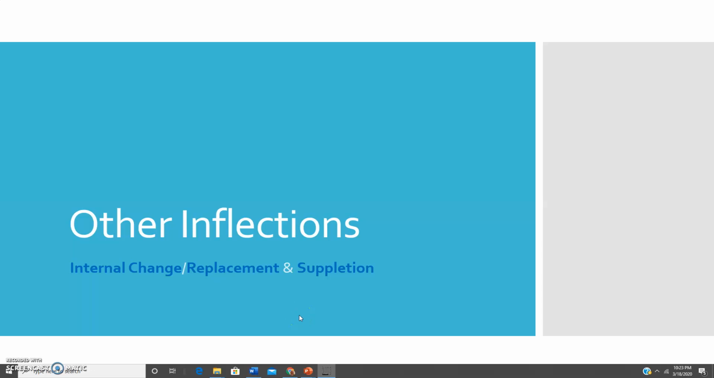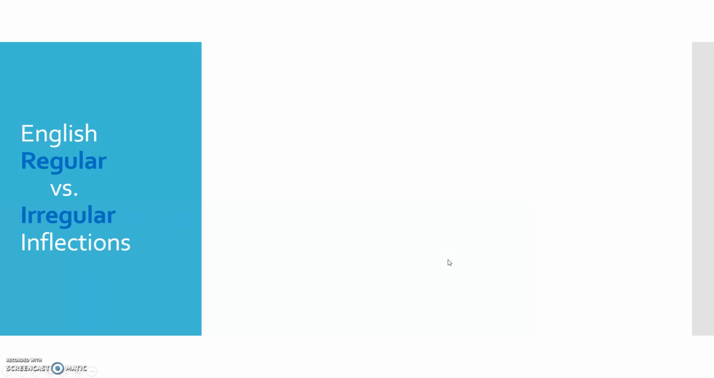Hi guys, I wanted to go over some of the other inflections we'll talk about in the morphology chapter in relation to some of the irregular verbs and nouns and adjectives that we have in English. So we're going to focus on the two processes of internal change or replacement, two different labels for the same thing, plus suppletion. And we'll look to see how that works for English with our different kinds of verbs and nouns and adjectives in English.